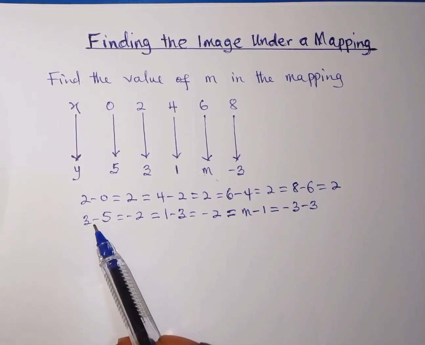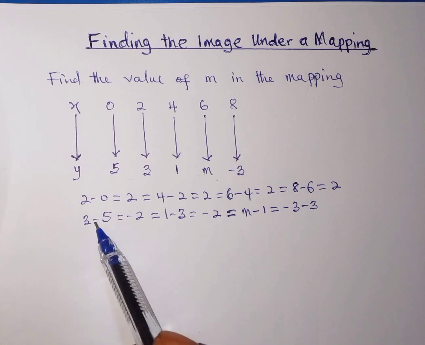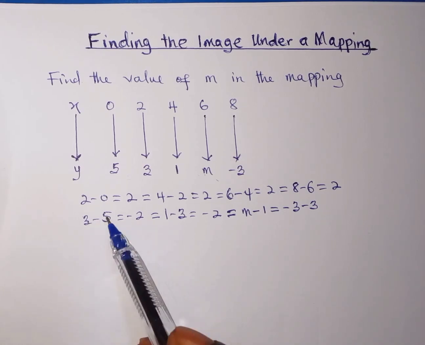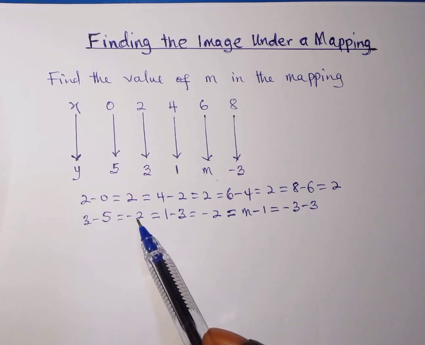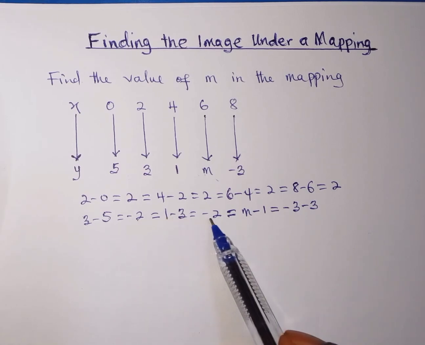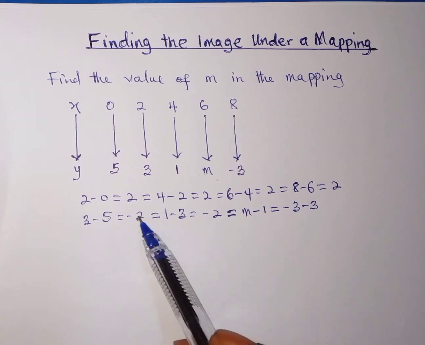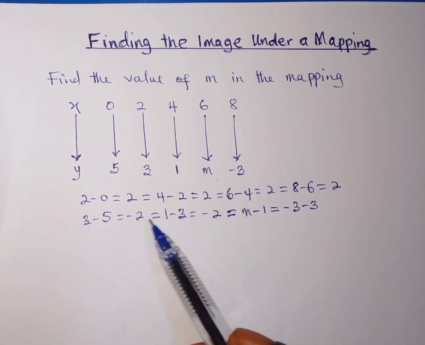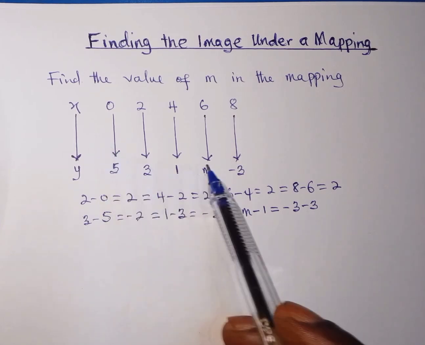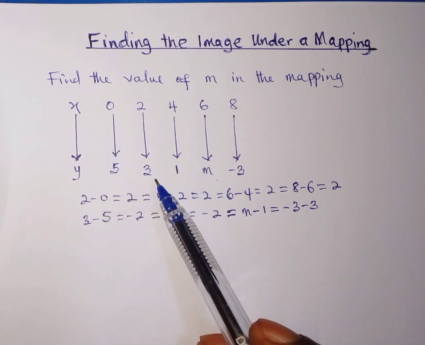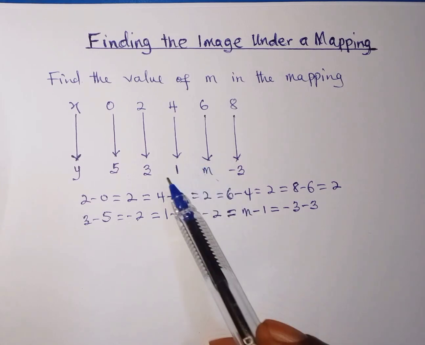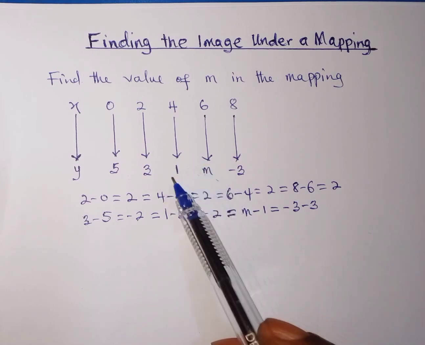So you realize that when you subtract 5 from 3, you get negative 2. The same way, when you subtract 3 from 1, you get negative 2. So you are getting the same or common difference. If that's the case, you can conclude that this mapping is a linear one. Then you use the rule.